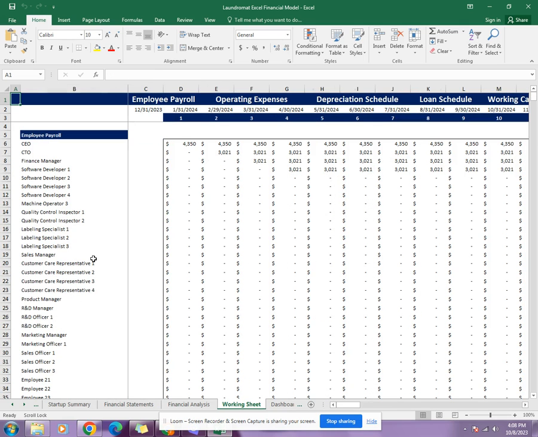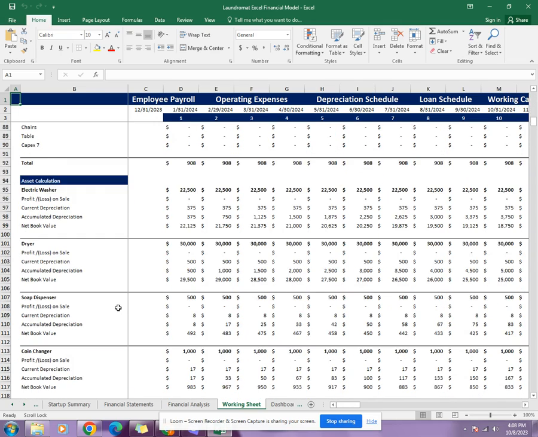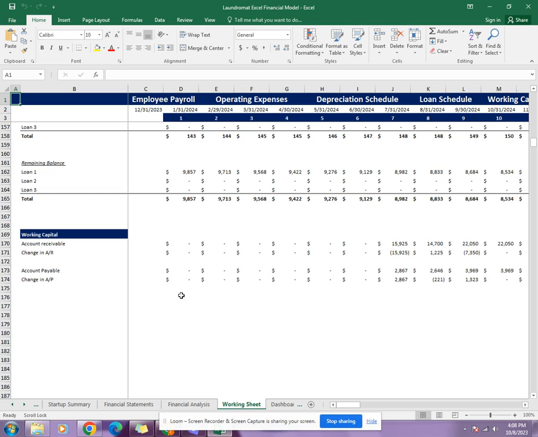Coming towards the working sheet, the working sheet tells you about the calculations that are being used in the financial statements. It tells you about the employee payroll, operating expenses, depreciation schedule, loan schedule, and working capital. As you can see over here, it includes everything that has been labeled above over here.